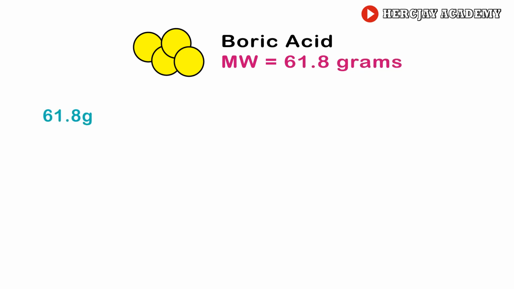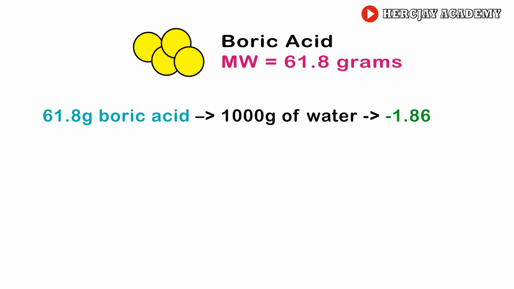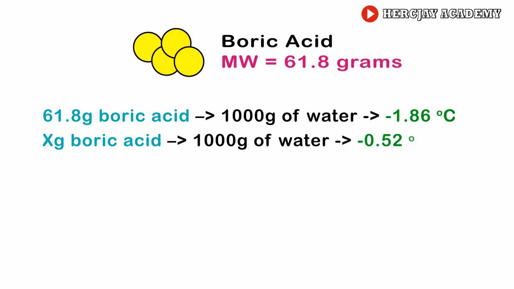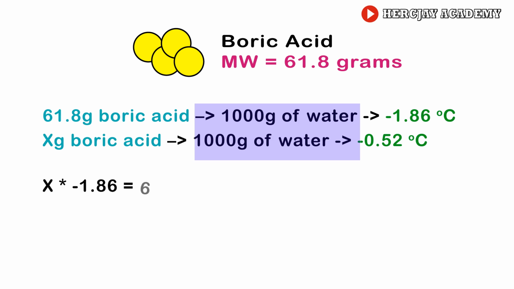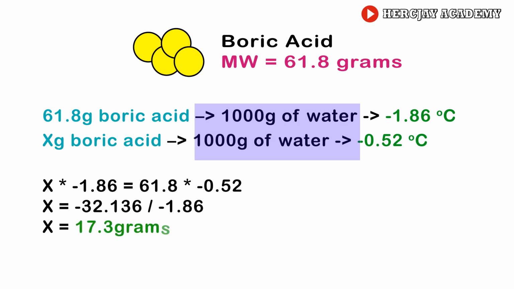When we dissolve 61.8 grams of boric acid in 1000 grams of water, we get a solution that freezes at minus 1.86 degrees C. Now, how many grams of boric acid should we dissolve in 1000 grams of water to get a solution that freezes at minus 0.52 degrees C? 1000 grams of water is constant, so we can cross multiply the extremes to get x times minus 1.86 is equal to 61.8 times minus 0.52. On cross multiplying, we get our final answer to be x equal to 17.3 grams.